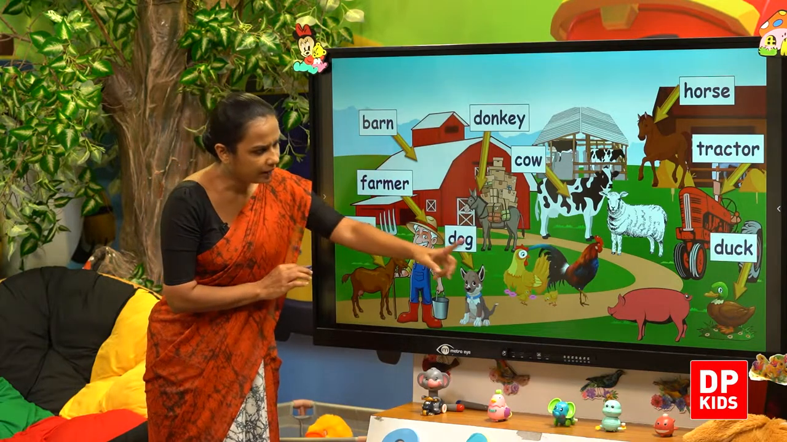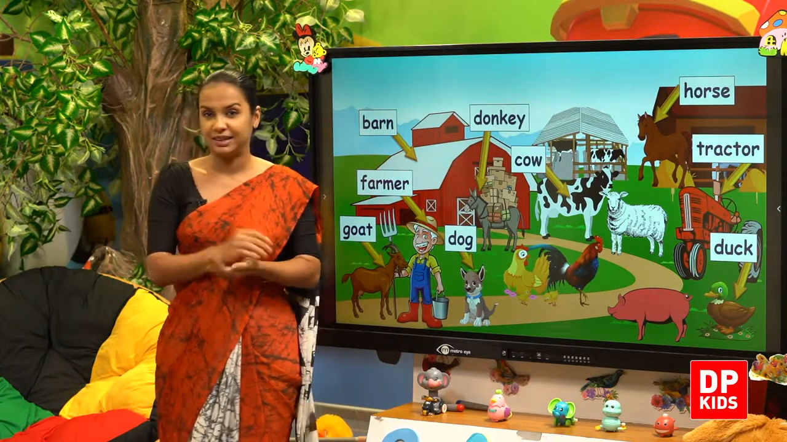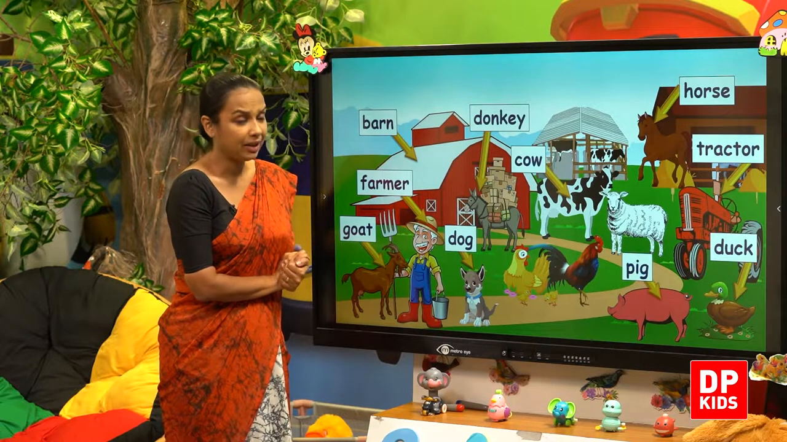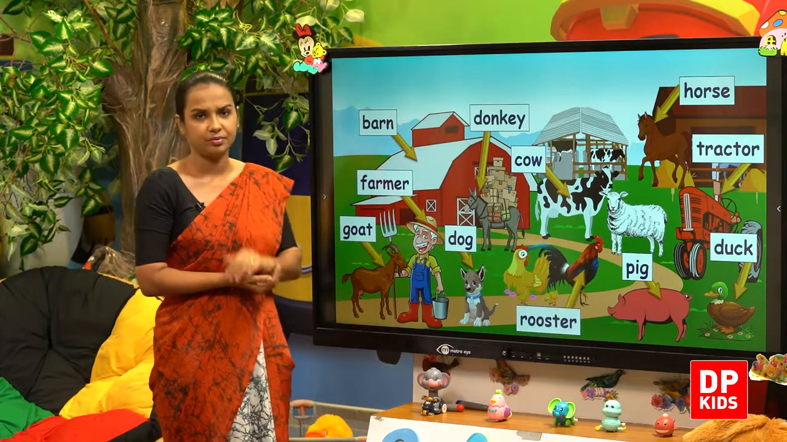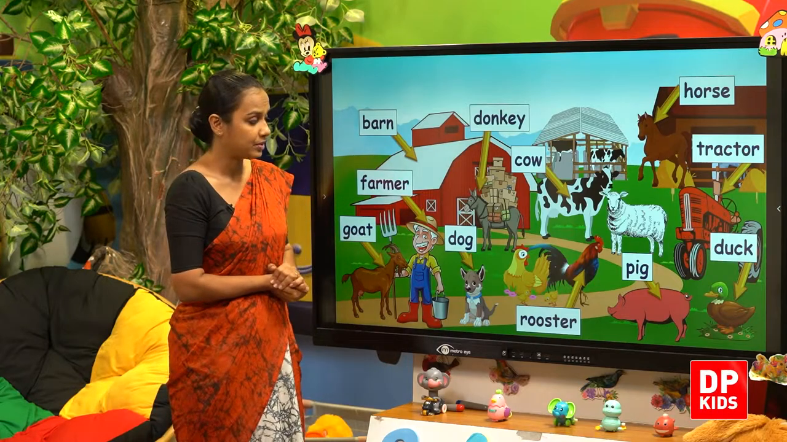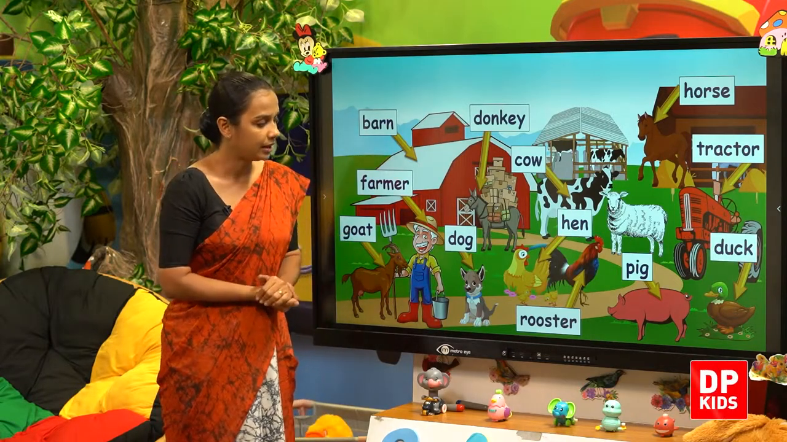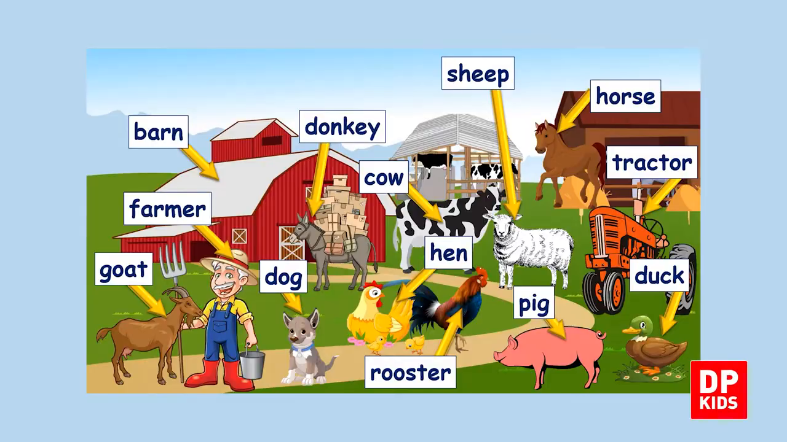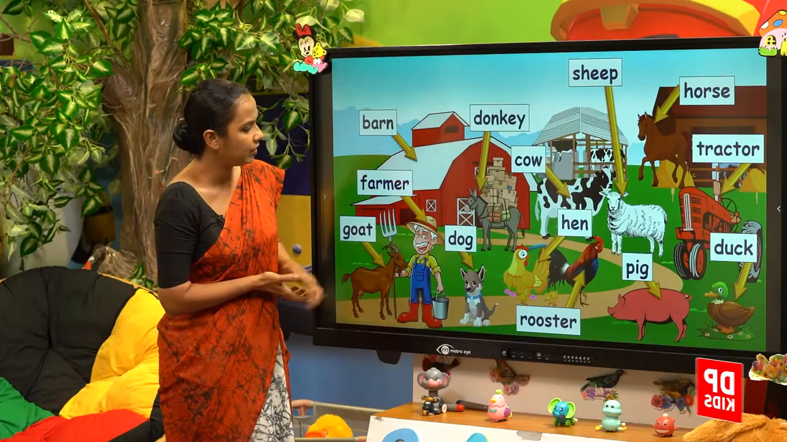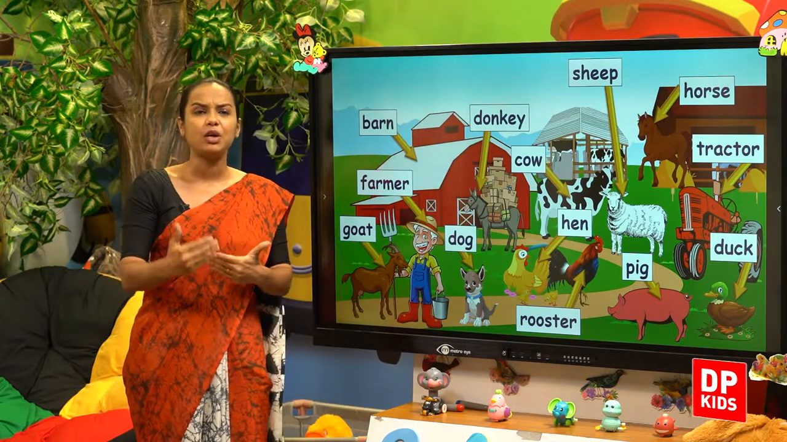Then yes, there are ducks. Ducks in the farm. Pig. Yes, pigs. Then we have the rooster. Yes, the rooster. And the hen is also there. Then, yes, the sheep is there. The sheep is there. So, they give us lot of things, right? Then, what else? Yes, now we have covered all the animals in the farm. Right, kitty? So, we'll take them one by one and see what they can do.